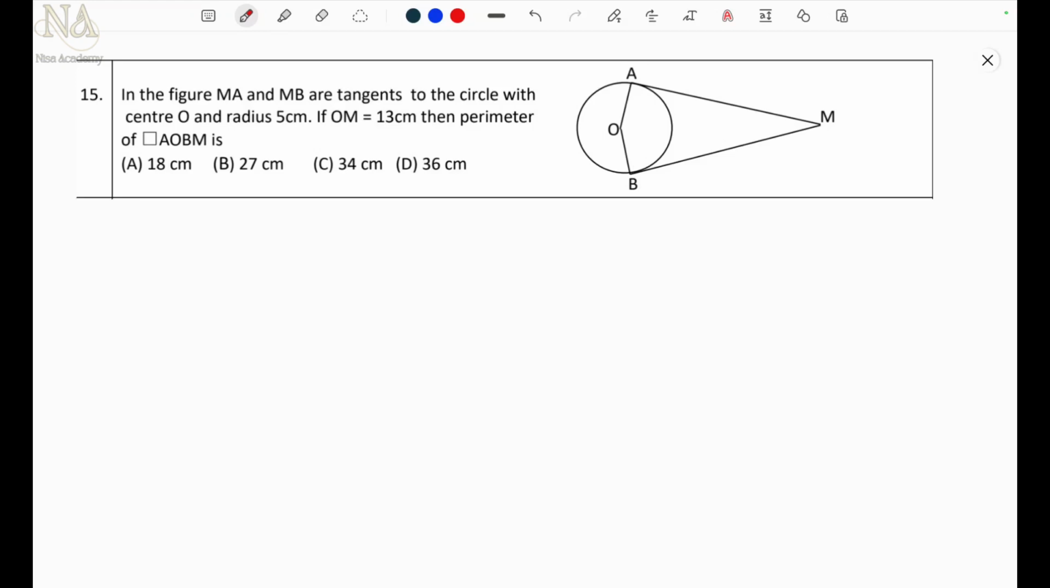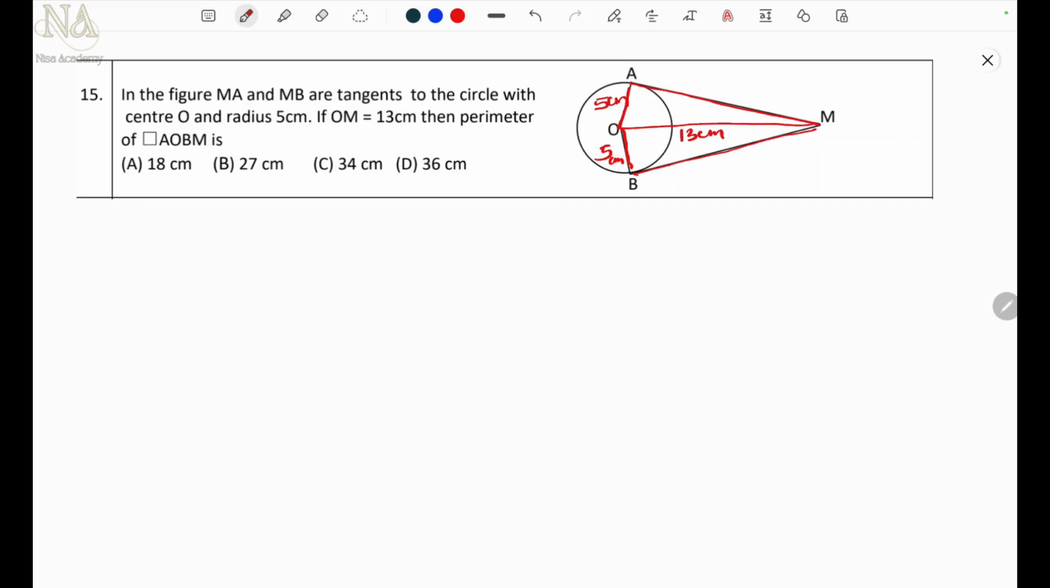15th problem. In the figure, MA and MB are tangents to the circle with center O and radius 5 centimeter. So this radius is 5 centimeter. And if OM is 13 centimeter, the perimeter of quadrilateral AOBM is? So what am I supposed to find? Yes, the perimeter. I need to find just these two tangents, and this I already have, OA, and just add them, the 4 parts: OA, OB, BM and OM.